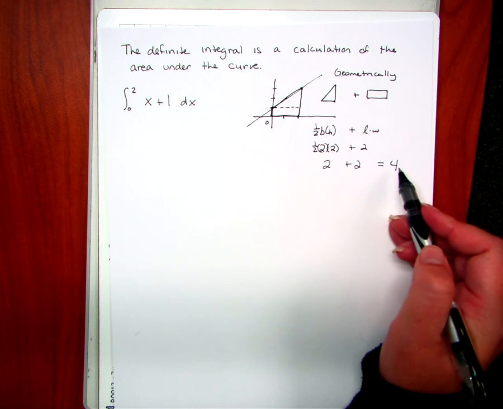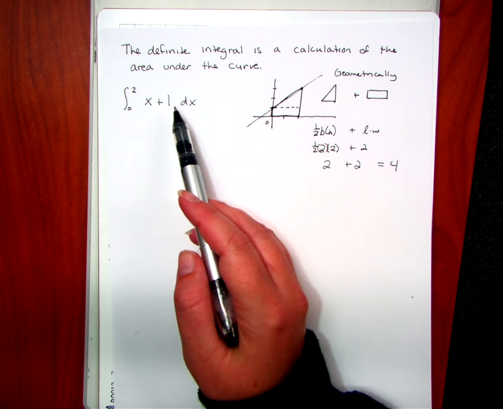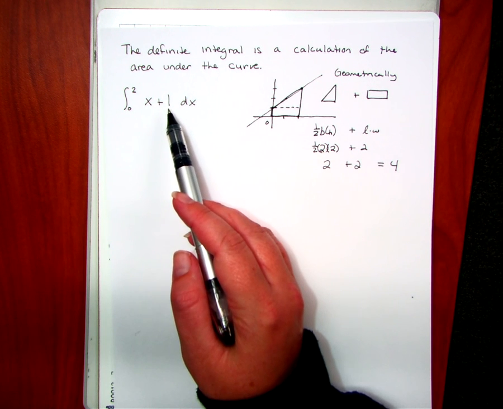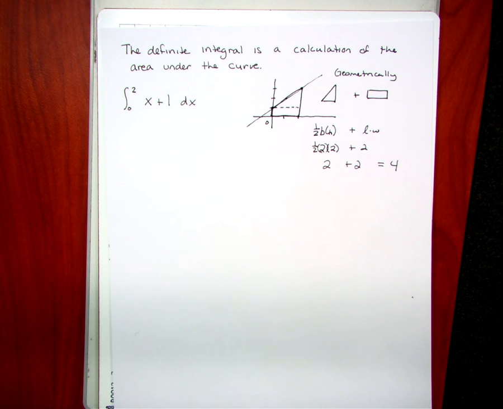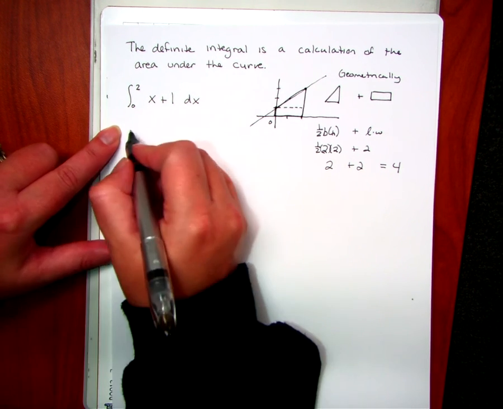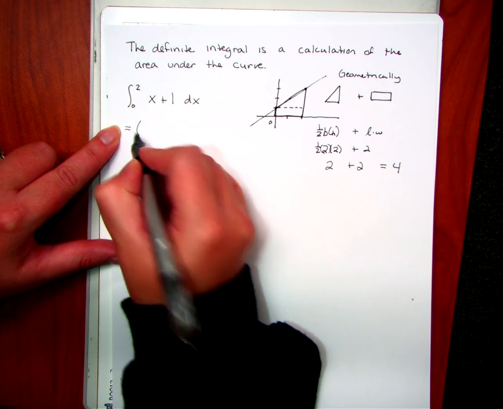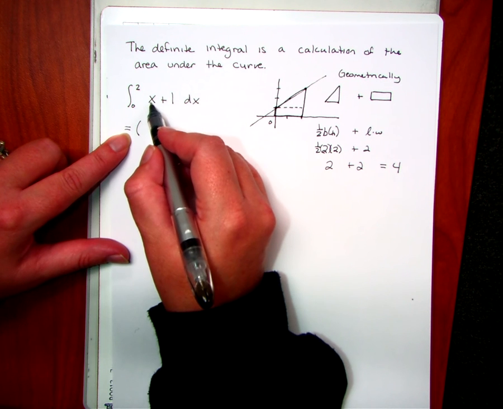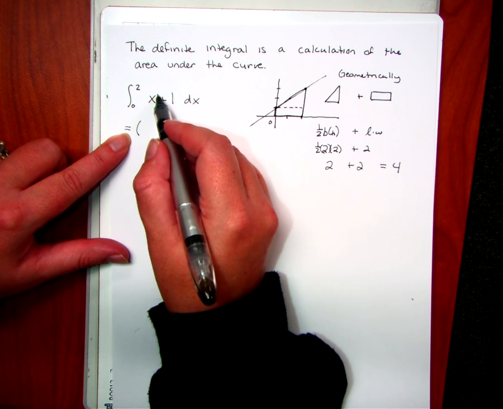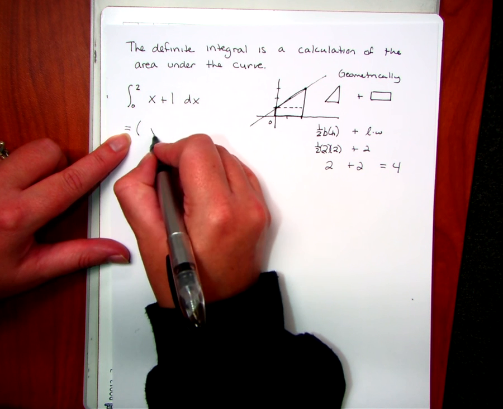Now this area should match up with the fundamental theorem of calculus, doing the antiderivative and evaluating the antiderivative at the top minus the bottom. So let's go ahead and show that. Okay. So what is the antiderivative of x plus 1? So I know I need to increase this power by 1. So this is now going to be x squared.